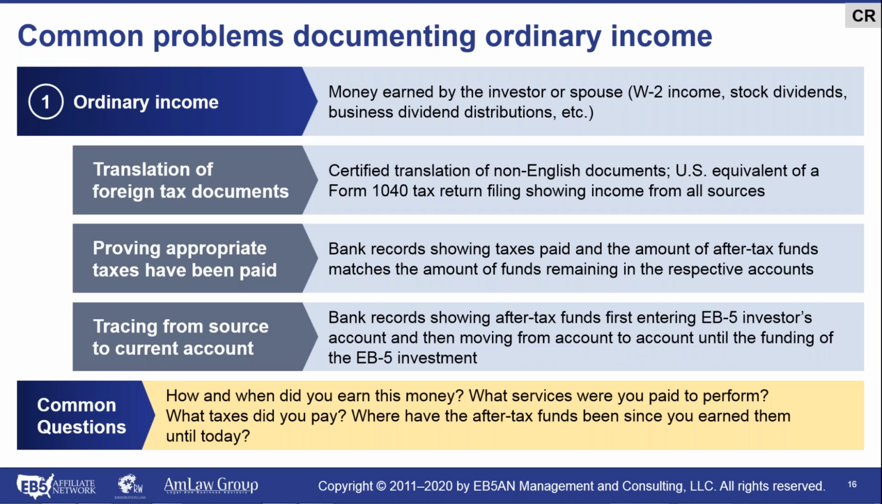Okay, so problems with documenting ordinary income. If we're talking about W-2 income, just salaries, that's pretty straightforward. As Irina mentioned, there are some forms. The most common and relevant is what's called a 2-NDFL for confirming income and whatnot.